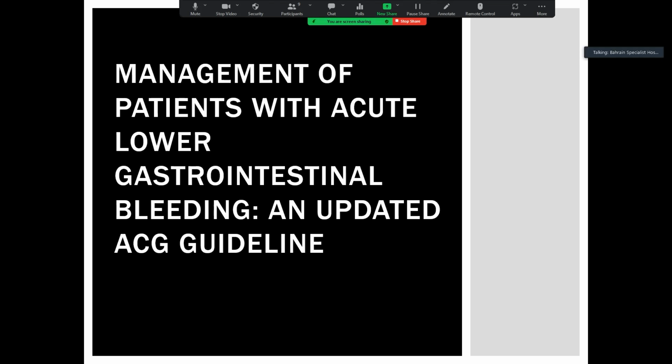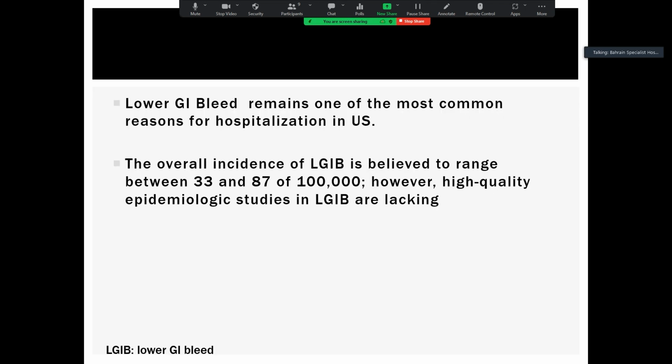Today, I will be presenting the topic of management of lower GI bleed as per the American College of Gastroenterology guideline, which was recently released within the last 2 months. Lower GI bleed is a common presentation within the hospital, and the presentation varies in different hospitals.